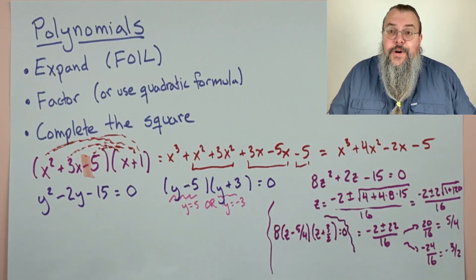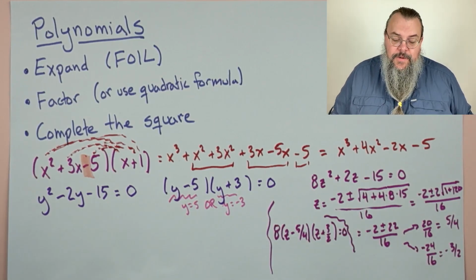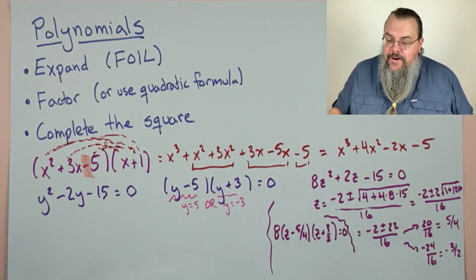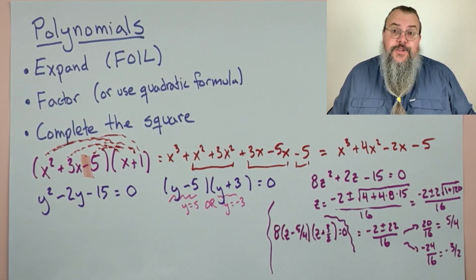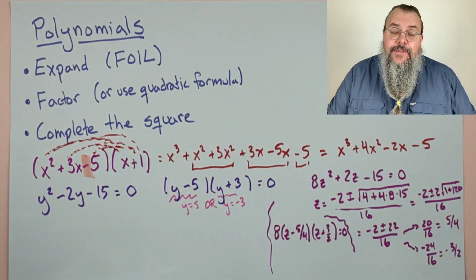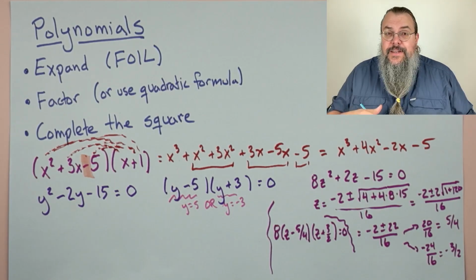So, when in doubt, you always have the quadratic formula to fall back on. All right, great. So we can expand, we can factor, and in the worst case, if we need it, we always have the quadratic formula as our safety net.